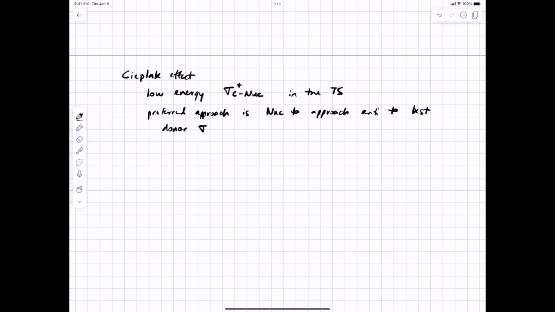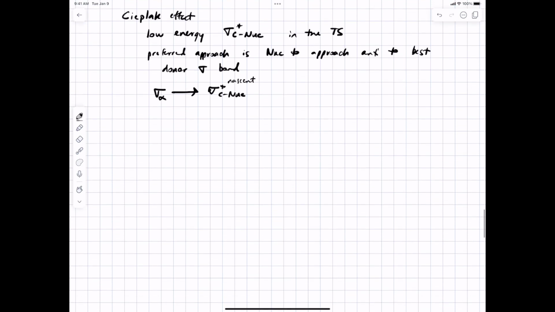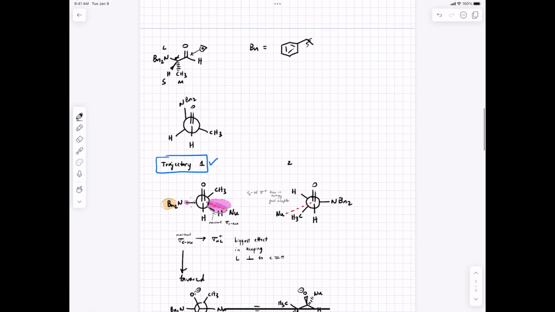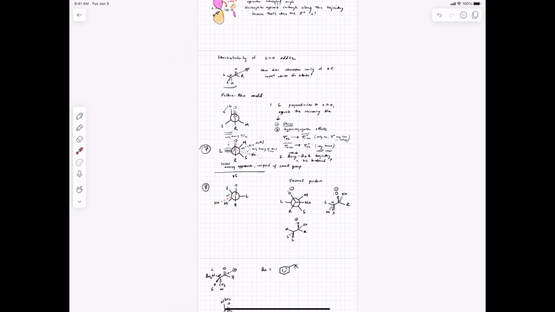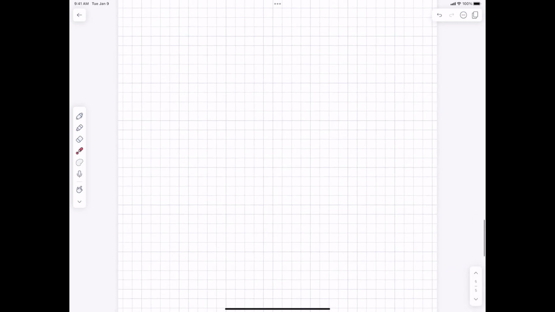donor sigma bond. In other words, we're looking for sigma on the adjacent alpha carbon to donate into the sigma star carbon-nucleophile, the nascent, newly forming sigma star, as we saw before when we were thinking about the Felkin-Anh model, right? Do you remember we talked about the nucleophile approaching anti to this donating group? We're going to do that here as well.